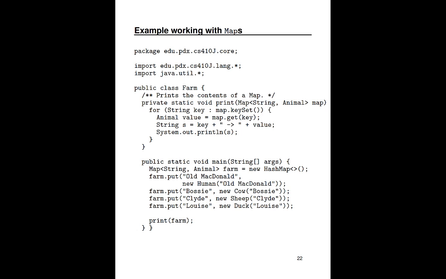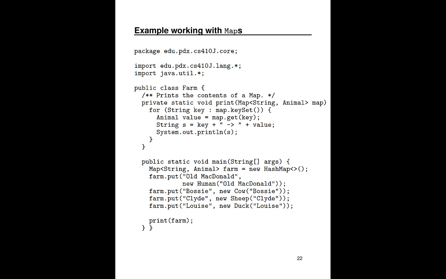We're going to iterate over what's called the key set, which is all of the names, all the strings that are the keys in the map. And so then we say for each String key in the map's key set, we will invoke the get method of the map to get the animal associated with that key. And then we'll print out a little string that says key plus a little arrow to the value, which is the animal. And then in the main method, we're going to construct a map of strings to animals.